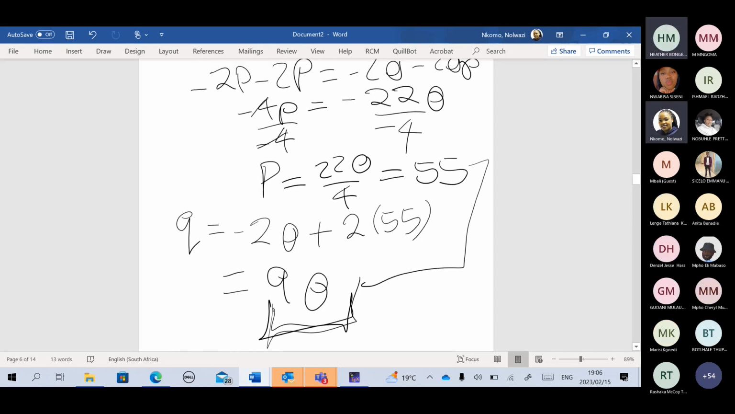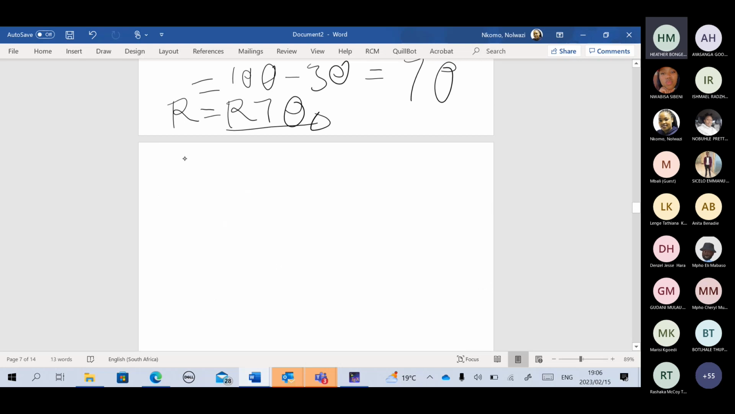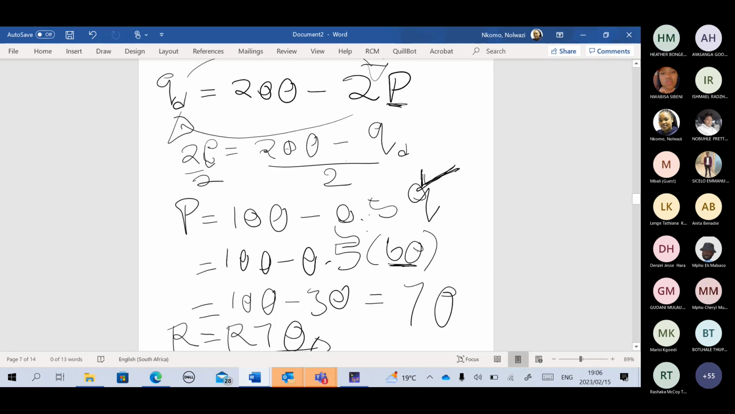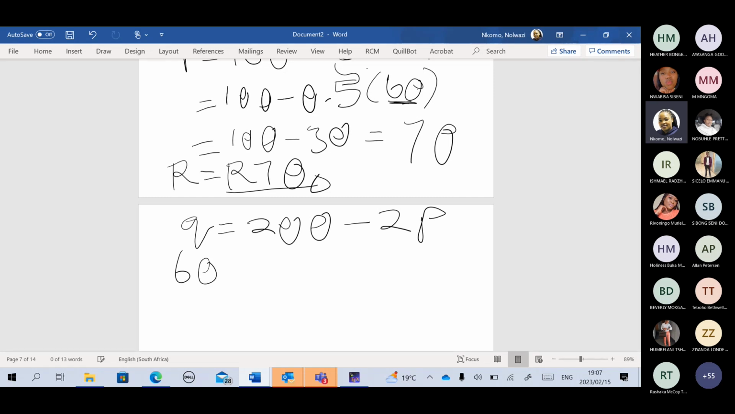Sorry, ma'am. Do you mind substituting 60 into your formula where it says 200 minus 2P? Just go up a little bit. Yeah, this one. Can you substitute with 60? I just want to see how much you're going to get, because I got 80. Or maybe I'm lost. We have Q equals 200 minus 2P, right? And we said we substitute 60, right?